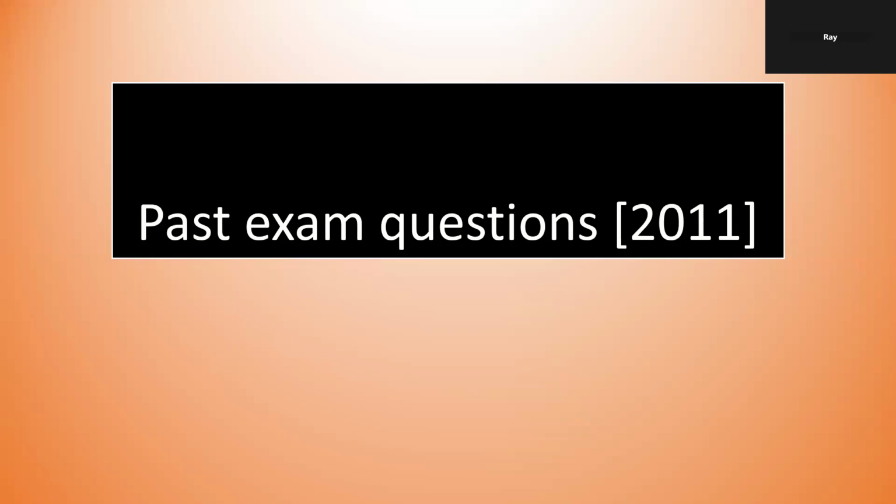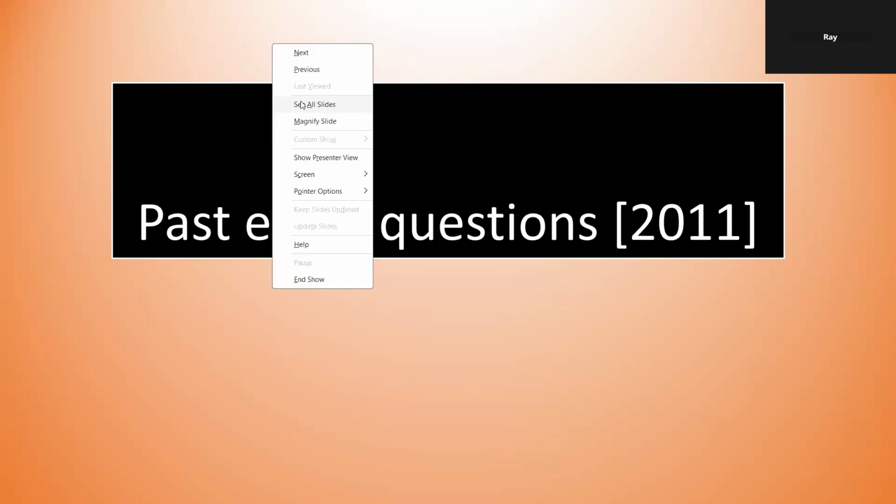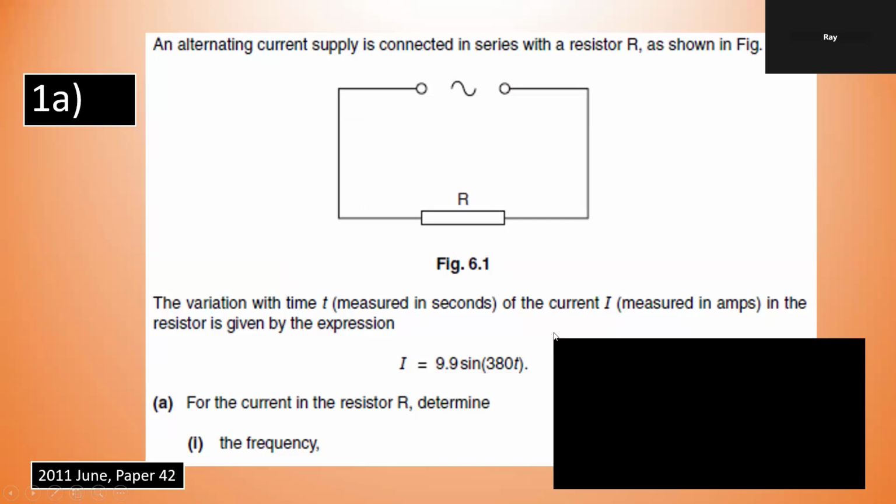Let us do some partial questions on AC, alternating current, so that you are familiar with what type of question you are likely to encounter. Okay, let's try that. An alternating current supply is connected in series with a resistor R.